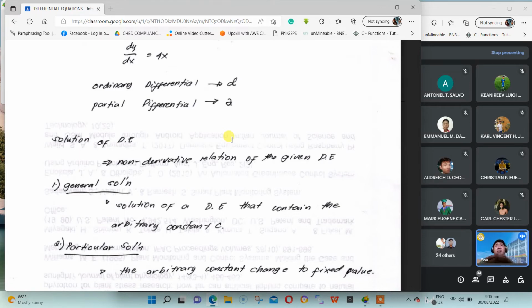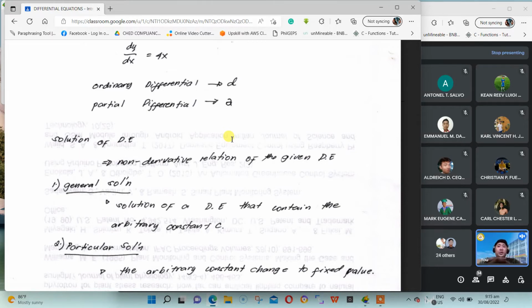Sir, what is a general and what is a particular solution? Because when I give you exams, I will write there: solve for the general solution of the given problem. So you need to know what is particular and what is general solution so that your answer will be correct as what I've asked in the problem.